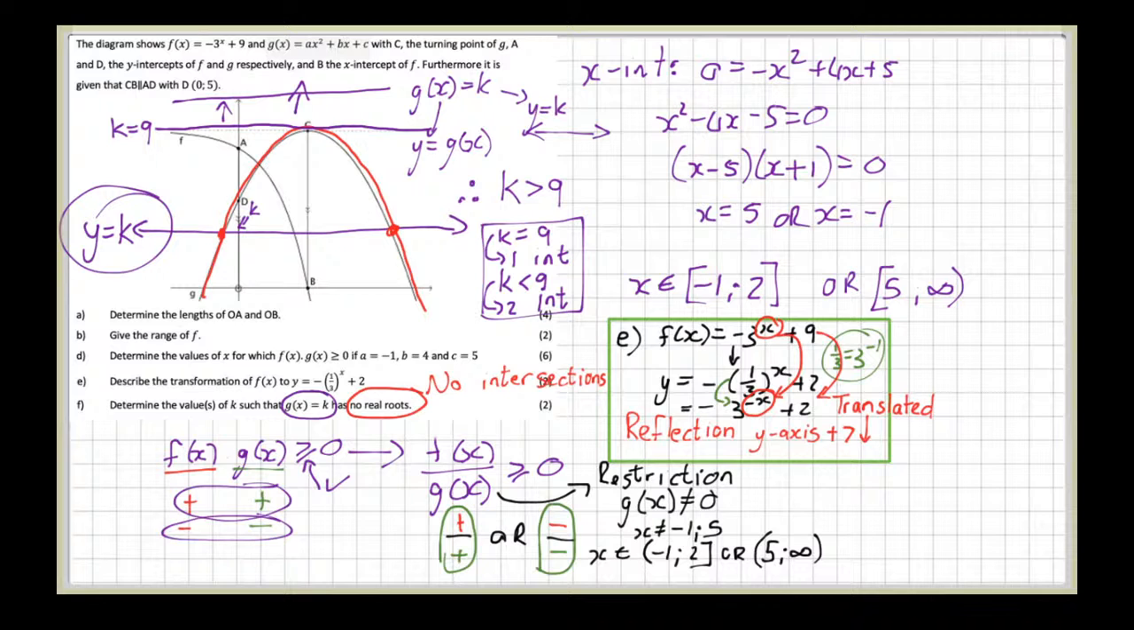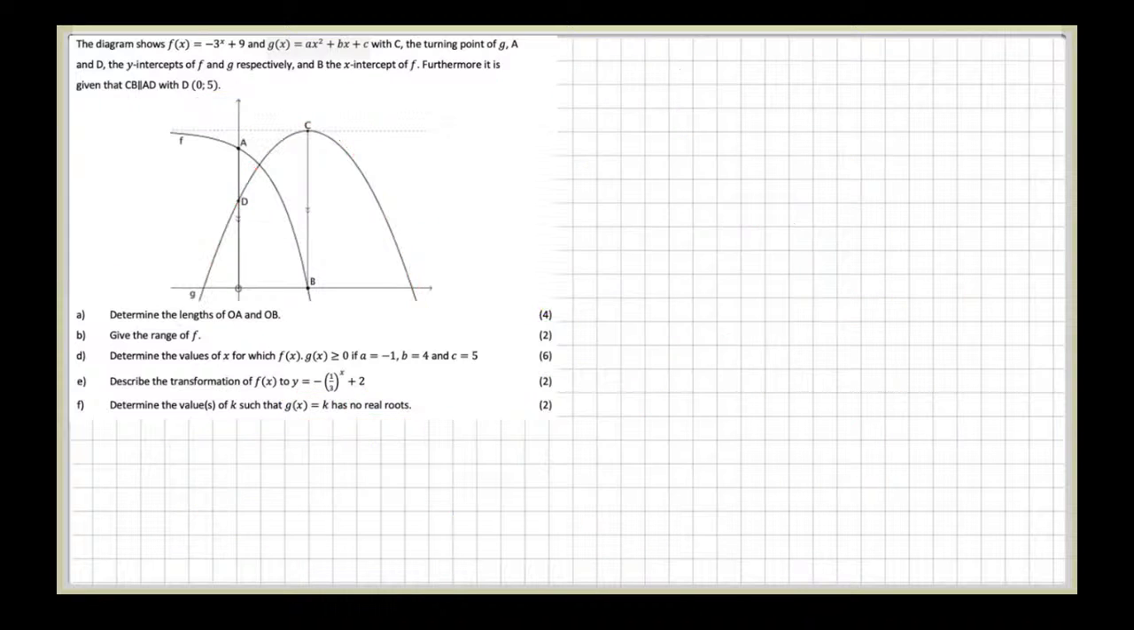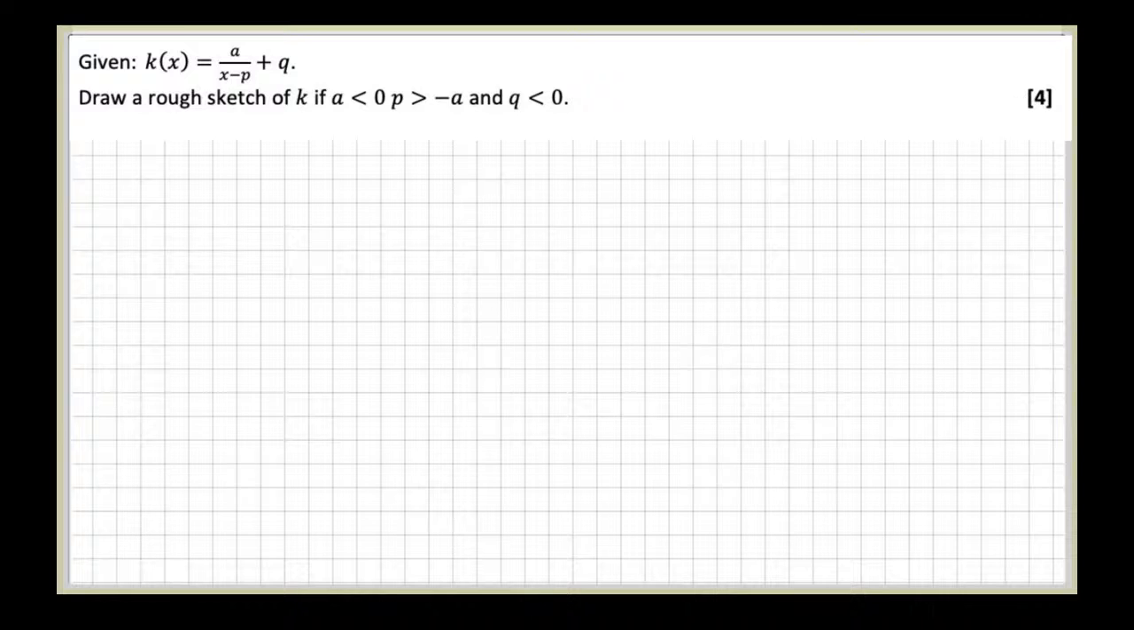So let me quickly move on to a last little question. Just for those of you that love hyperbolas and you cannot bear to think of not doing hyperbolas, you don't have to have some FOMO. Here is a beautiful little question about hyperbolas. Given that k of x is equal to a over x minus p plus q, draw a rough sketch if a is smaller than 0. Okay, great. Let's quickly stop there.